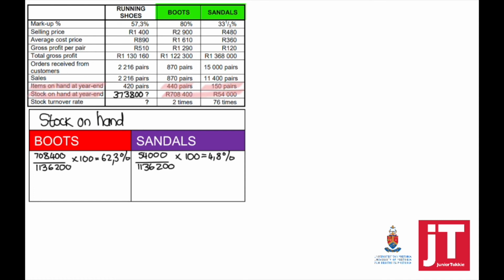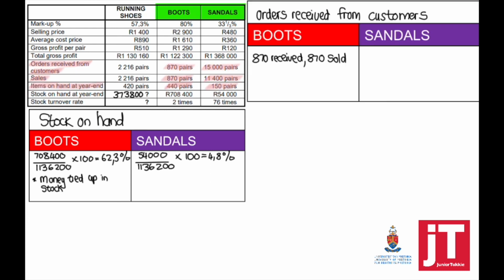How do we calculate that percentage? We add all of that, and then we say boots divided by the total value of the closing stock. And if we want percentage, it's always times 100. This means that too much money is tied up in stock if we look at our boots, compared to sandals where it's much less. Now we can look at orders received from customers.